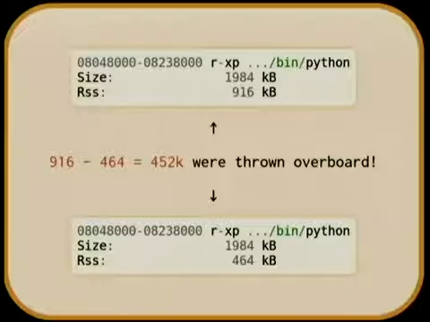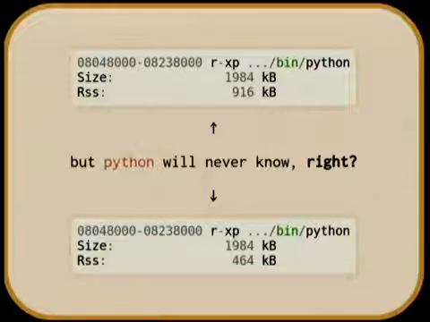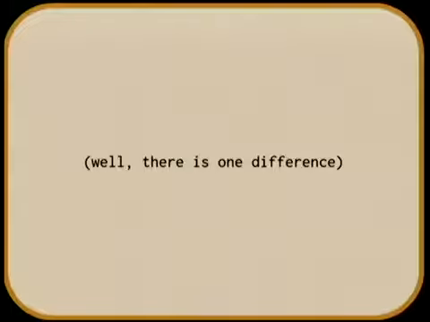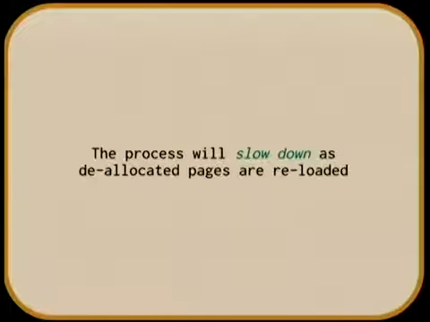452K, half of the image, was just deleted from memory because the OS knows if I ever try to touch that part of the binary, it can always pull it back in. And the Python process will never know. Those pages get reloaded, and this is where the name comes from, on demand from disk if you ever try to access them again. Well, there is one difference, of course.